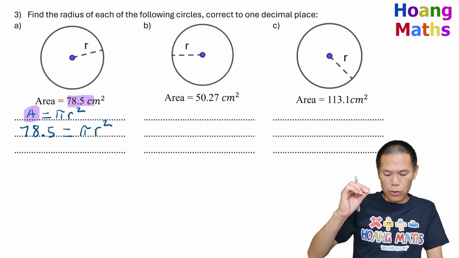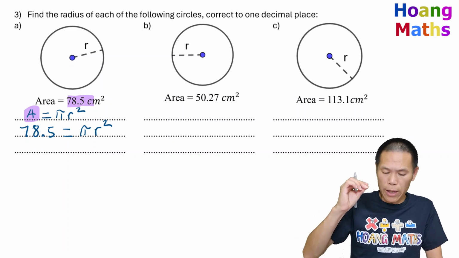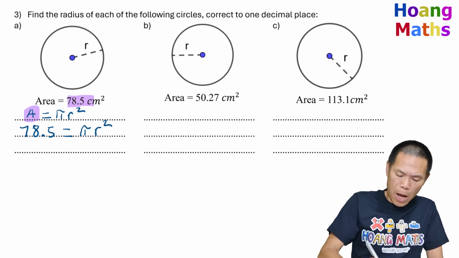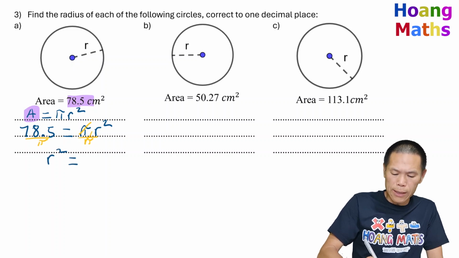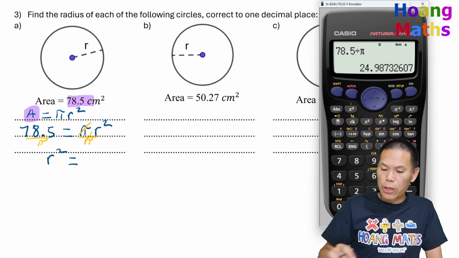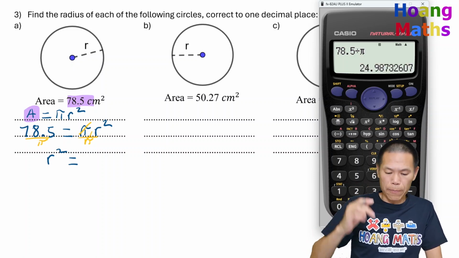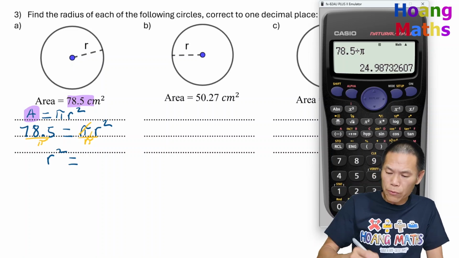And to work this out, I divide by pi on both sides because we need to solve for the radius. So if I divide this by pi, like this, and I divide this by pi, that cancels out. So let me just write radius squared here. R squared is, let's just go, 78.5 divided by pi. Shift pi. So that is r squared. So let me just write this down. 24.99 will do for now.